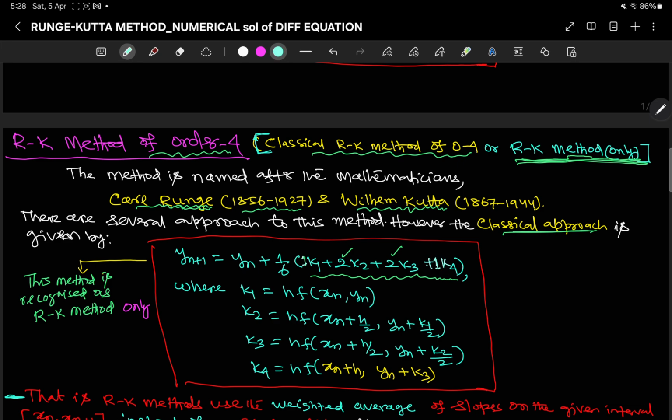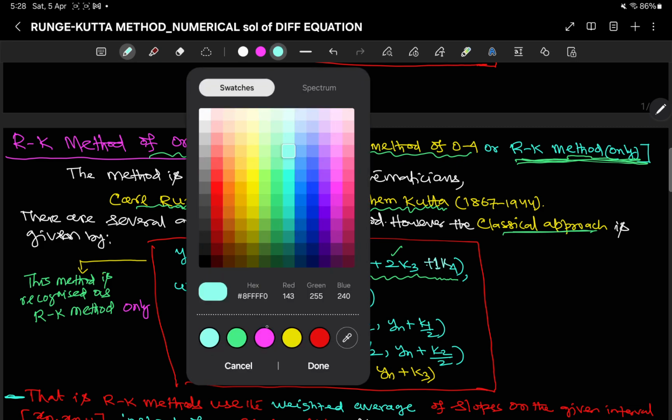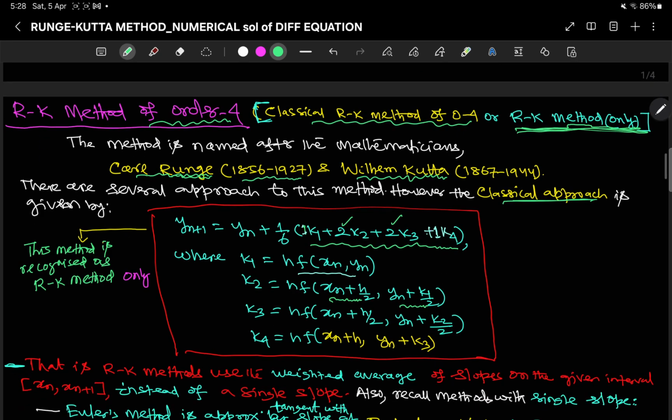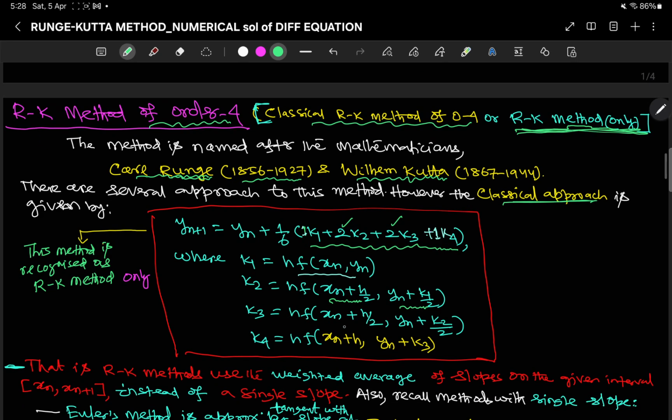Understanding it geometrically, k1 is h f(x_n, y_n), k2 is h f of x_n incremented by h by 2 and y_n incremented by k1 by 2, and k3 is h f of x_n incremented by h by 2 and y_n incremented by the previous k2 by 2. Finally k4 is h f(x_n plus h, y_n plus the previous k3). So you should remember the formula.